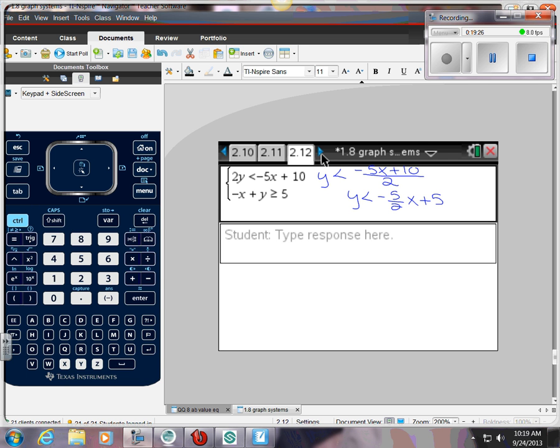Okay, second one. Add the x. So y is greater than or equal to 5 plus x, or x plus 5. Again, same thing, doesn't matter which way you write it. Okay. All right, so now we're going to graph it. Go ahead to the next page.